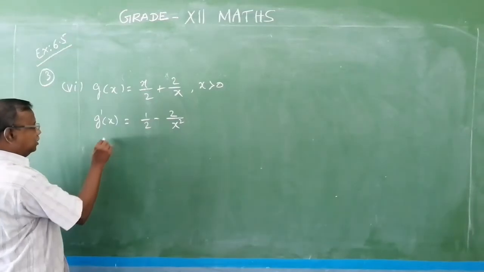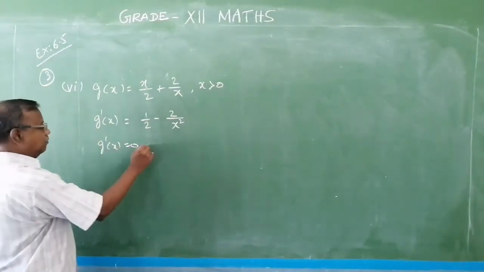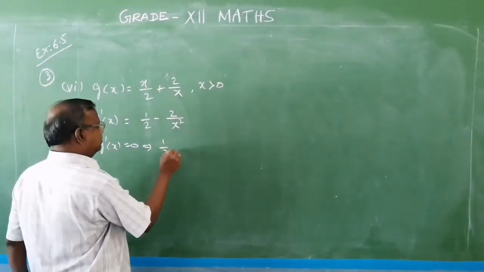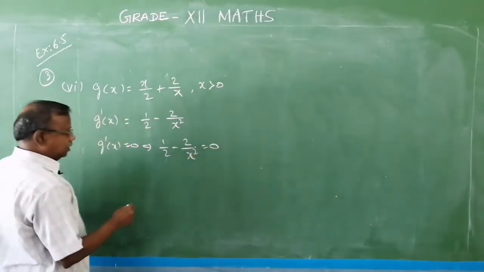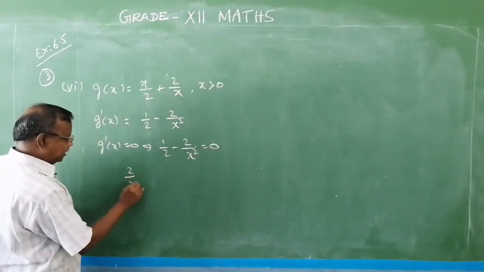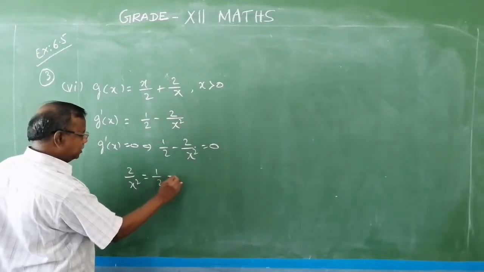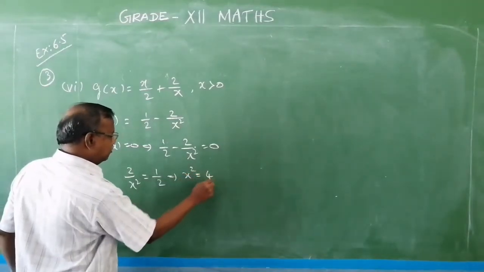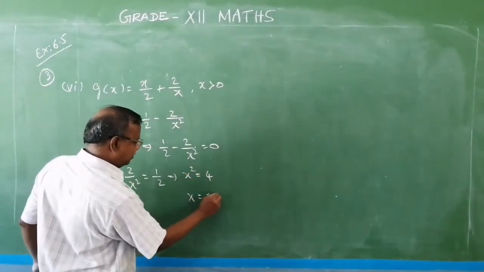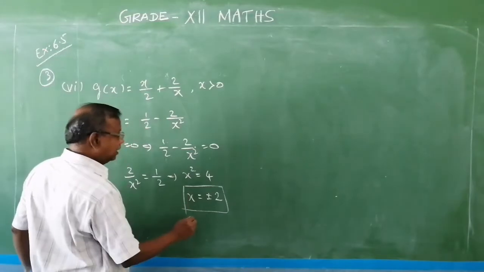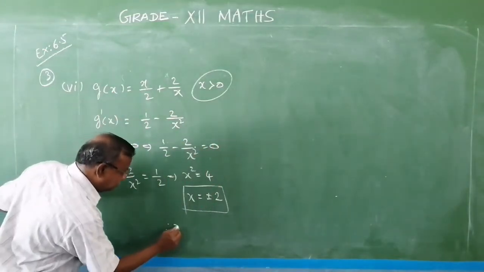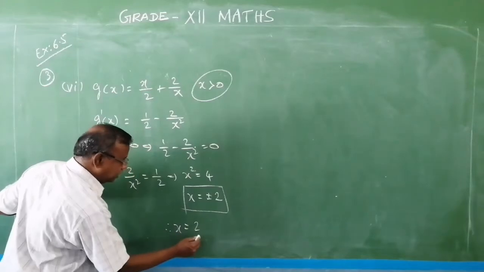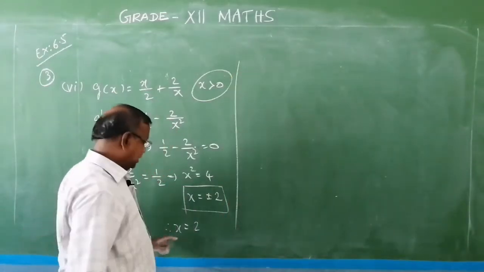Now put g dash of x equal to 0 for the critical number, so that 1 by 2 minus 2 by x square equal to 0. Now 2 by x square equal to 1 by 2, which gives x square equal to 4, or x equal to plus or minus 2. But we are given that x is greater than 0. Therefore, the only critical number is x equal to 2, which is a positive quantity.